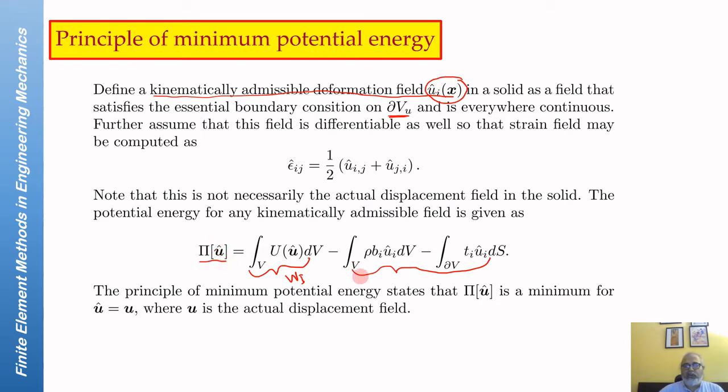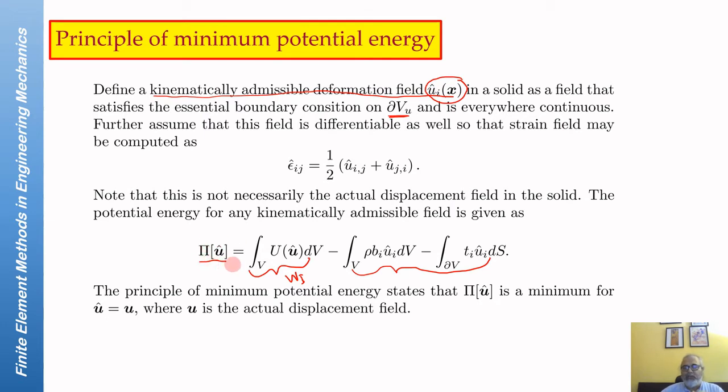Now what the principle of minimum potential energy states is this. Let us suppose we have a bag of these functions ui hat, which are all kinematically admissible. We keep on plugging them into this equation, generating this pi. As we do that, when we have hit upon the correct displacement field from the bag, this pi would be a minimum.